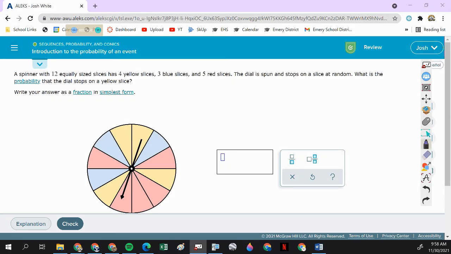So how would we represent that? Well, there are 1, 2, 3, 4 yellow slices. So 4 of the 12 would be yellow, and we write that as a fraction 4/12, which we would simplify to be 1/3. That means if lots of people play this game, 1/3 of them will land on yellow on their spin.